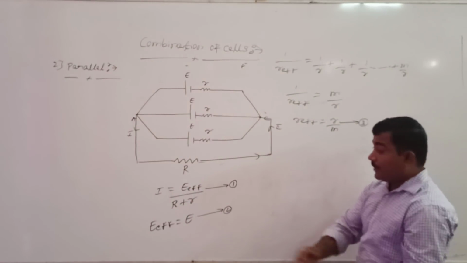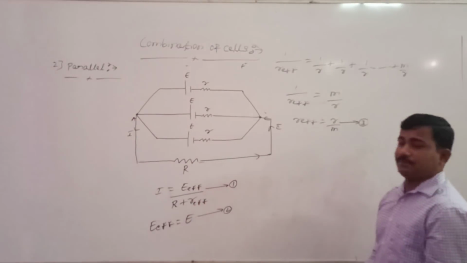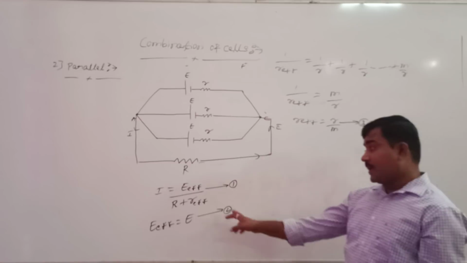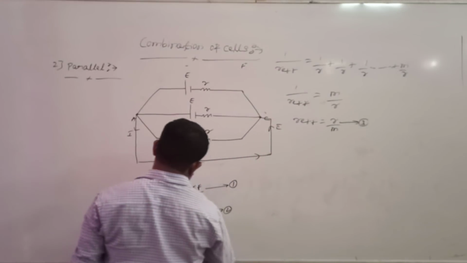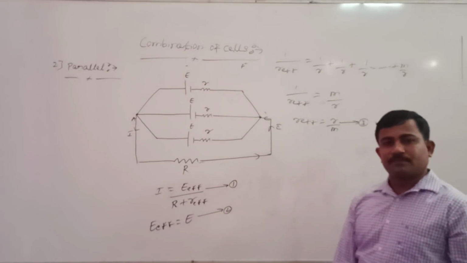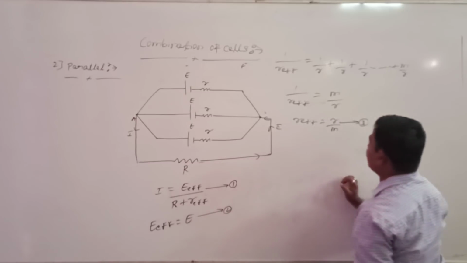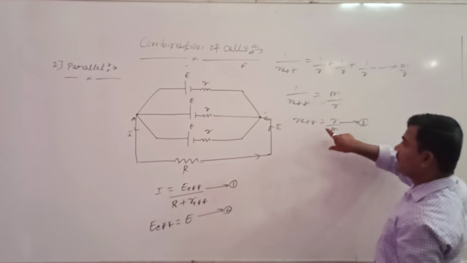In equation 1, what is the effective internal resistance? That is represented by R effective. Right? Effective EMF, and this is effective internal resistance. Total current can be modified. Then E effective equal to E from equation 2, and from equation 3, R effective equal to R by M.